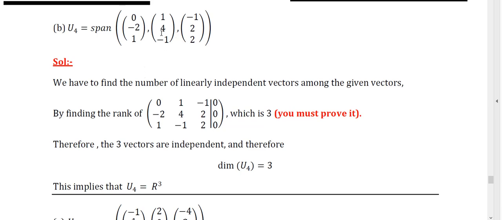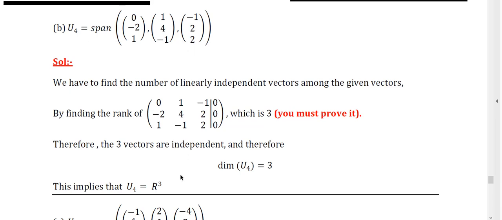Here we have 3 vectors, so we have to find if they are linearly independent, because for U4 we have three-tuple vectors, so they might act as a basis for R3. We have to check the linear independence first, and we are going to find that the 3 vectors are independent, and therefore they span U4, and therefore their dimension is equal to 3. Okay, these are the bases of U4.